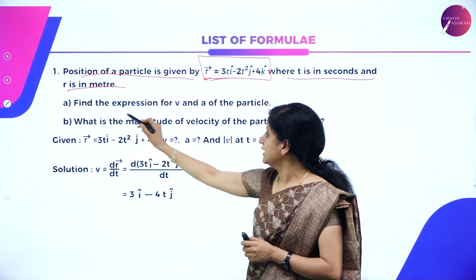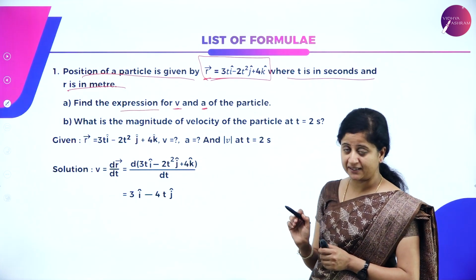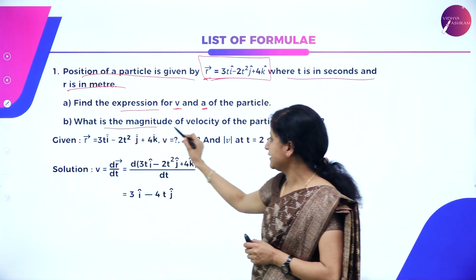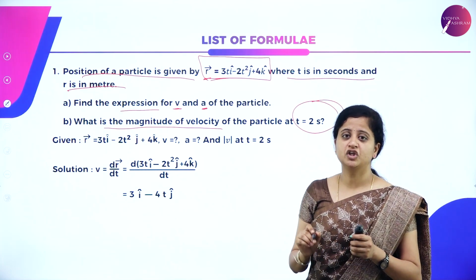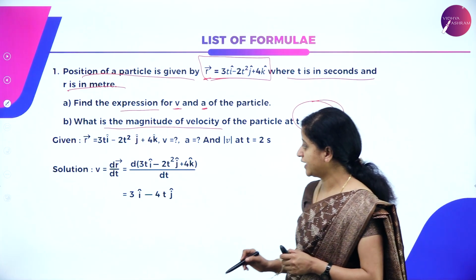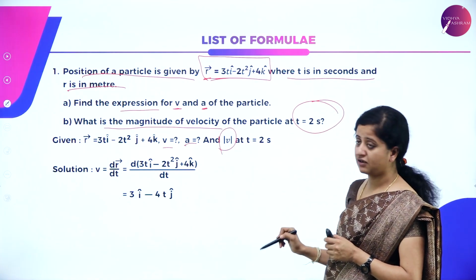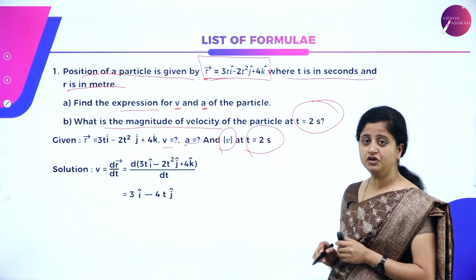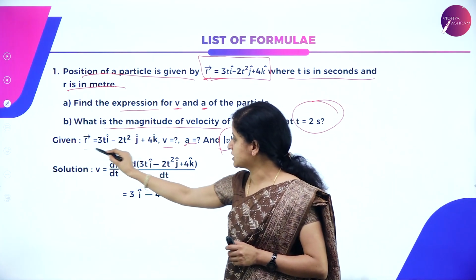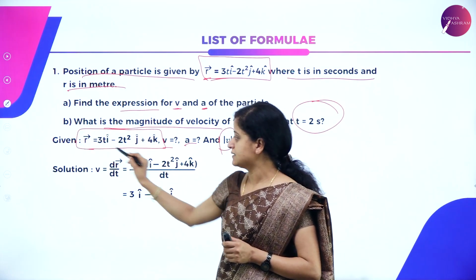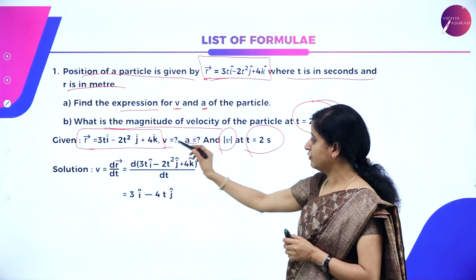So we have to find the expression for velocity and acceleration of the particle, as well as the magnitude of velocity of the particle at time t equal to 2 seconds. Here the given thing is the position of the particle, that is R is equal to 3t i cap minus 2t square j cap plus 4k cap.